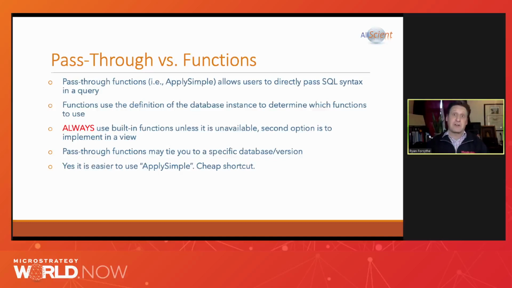First off, MicroStrategy has over 300 built-in functions, and how that's actually done in the database depends on which database instance and version you choose. It will change with SQL Server 2014 to 2017 as you upgrade, and if you move from SQL Server to Snowflake or MySQL. Using the built-in functions lets you mitigate that risk. So always, always, always use a built-in function unless it's unavailable, and then your second option is to implement it in a view.